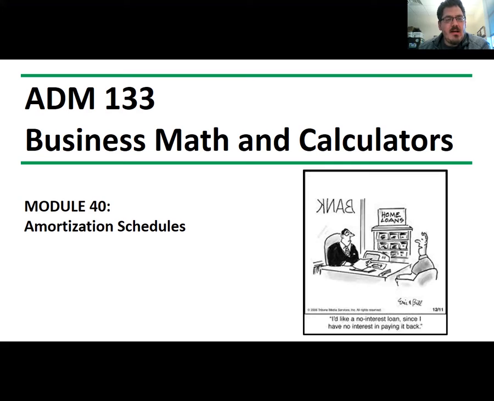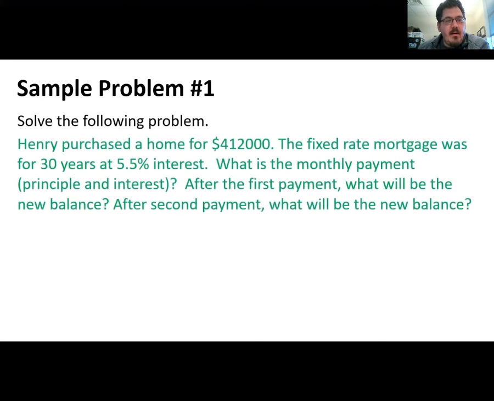Alrighty, so let's talk about mortgages, monthly payments, principal, interest, and amortization schedules. So here is the problem we are going to tackle. Henry purchased a home for $412,000. The fixed rate mortgage was for 30 years and the interest rate was 5.5%. What is the monthly payment?